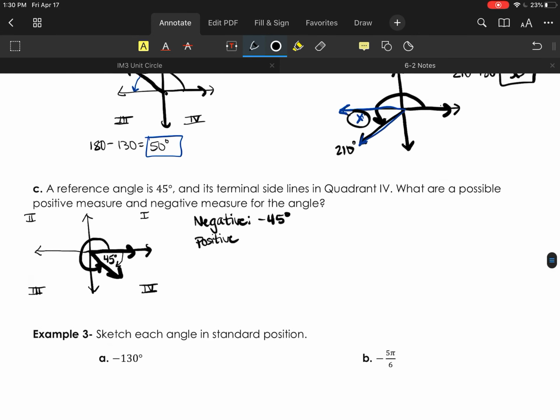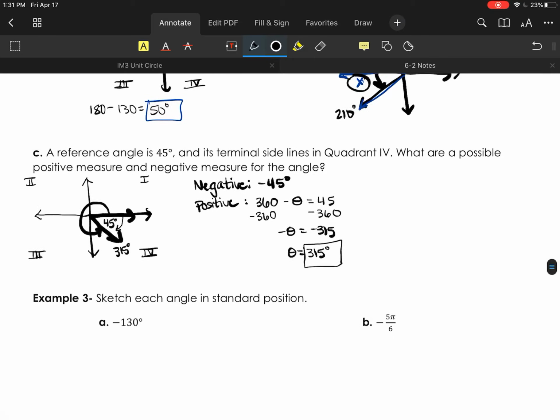Now instead of knowing theta, I know the reference angle. So I'm going to say, to solve for the positive, 360 minus theta, because I don't know that, equals 45. Then to solve it, I can subtract 360 from both sides. I end up with negative theta equals negative 315, which means theta would equal 315 degrees. So this angle right here, when it's open positive, that would be 315 degrees. So there's my positive angle as well. Once you get better at these and you get more familiar with your unit circle too, you might even be able to just do that stuff in your head, and that's totally fine.